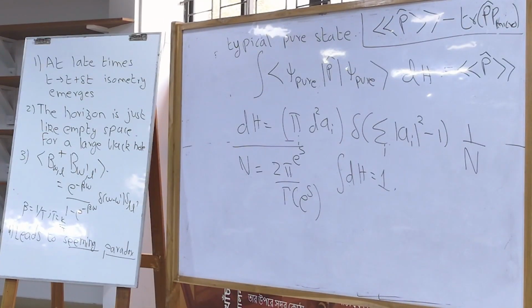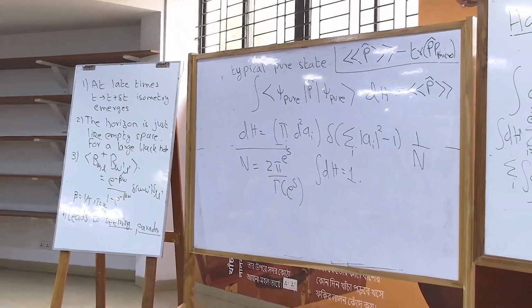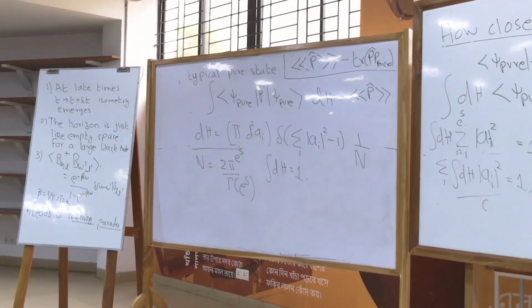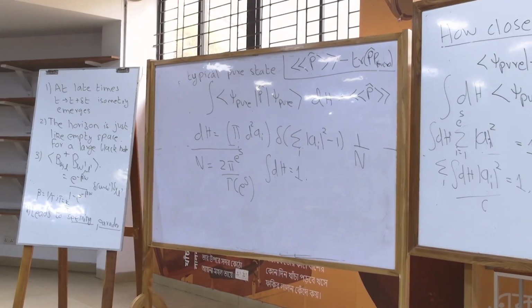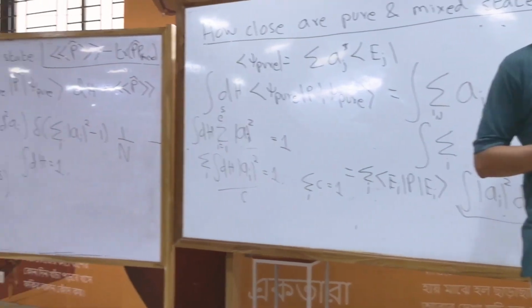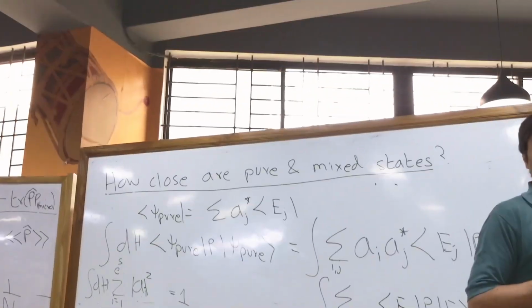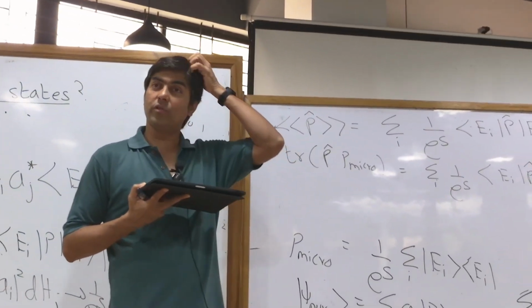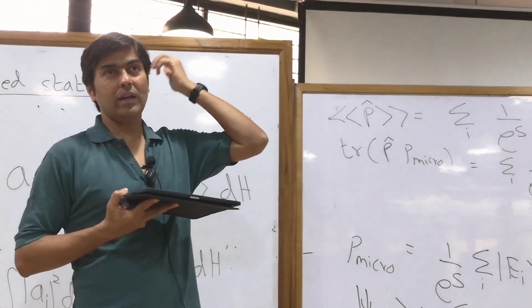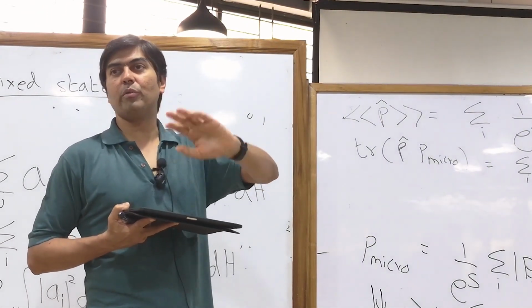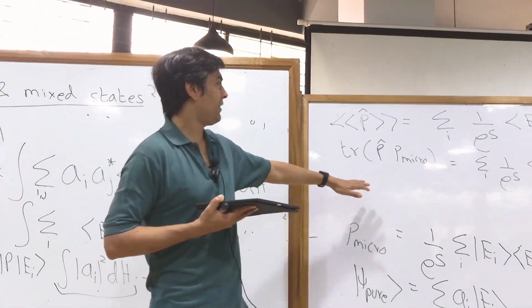It even holds there, and all it tells you is that when you take the expectation value of some operator in a typical pure state, averaging over all pure states, it is basically the same as taking the microcanonical ensemble. And you might say, well, okay, that's not so surprising. But in any given pure state, there's a lot of difference between the microcanonical ensemble and the pure state.